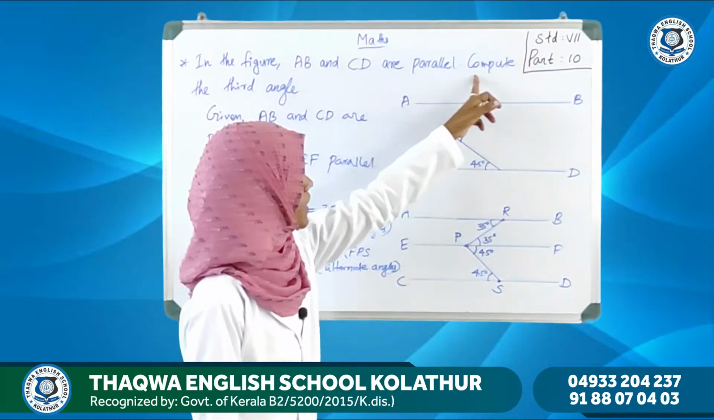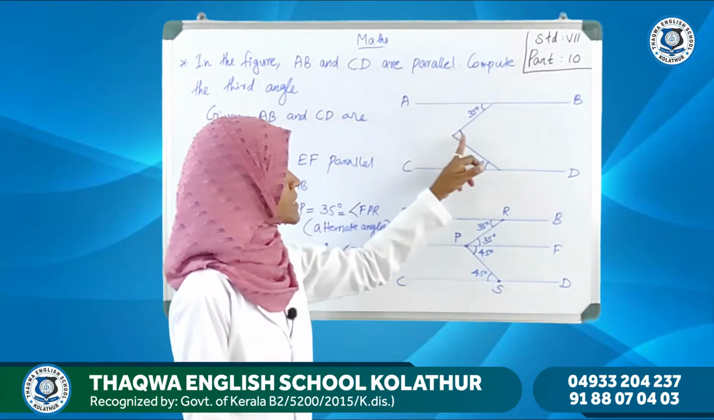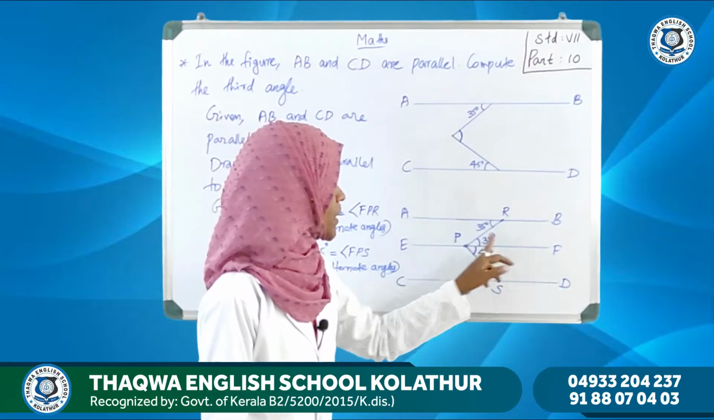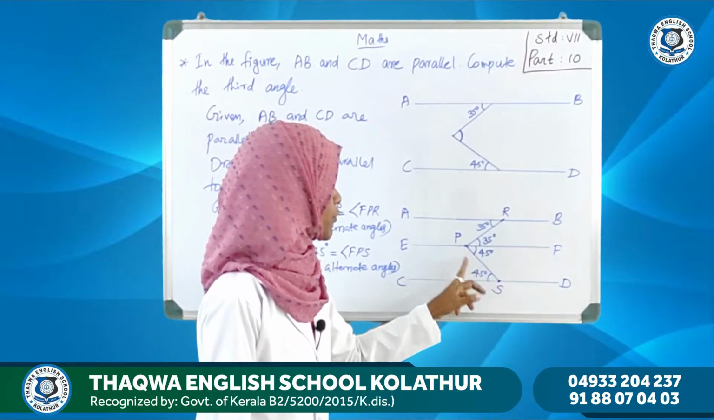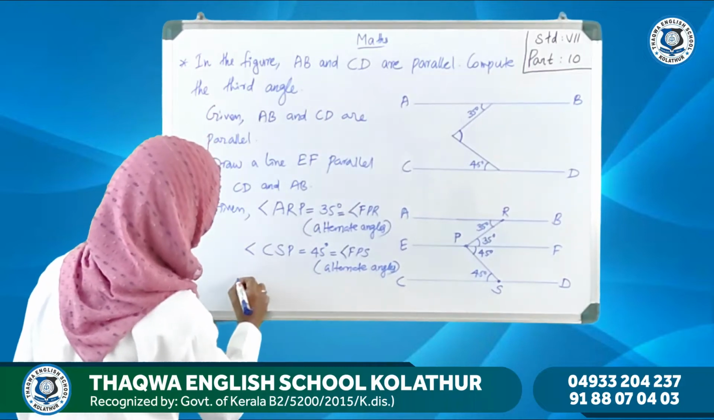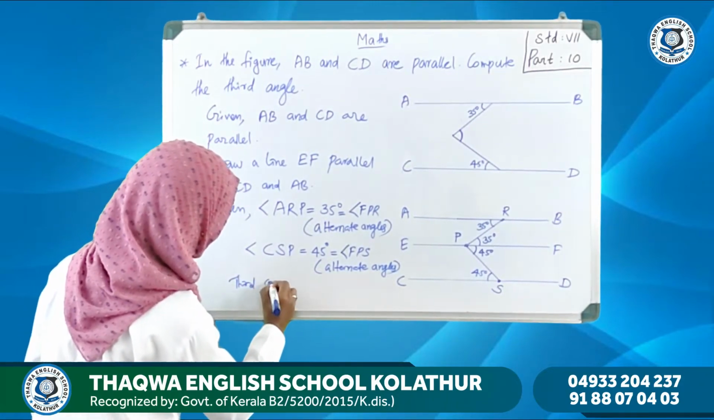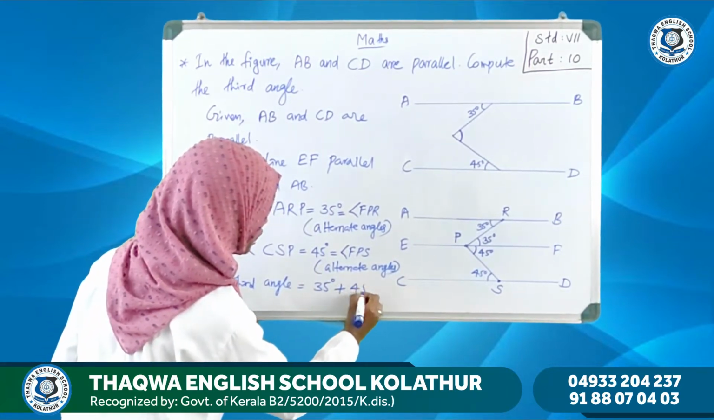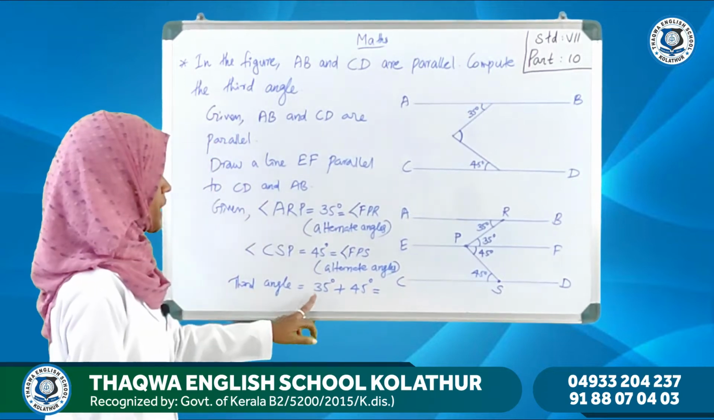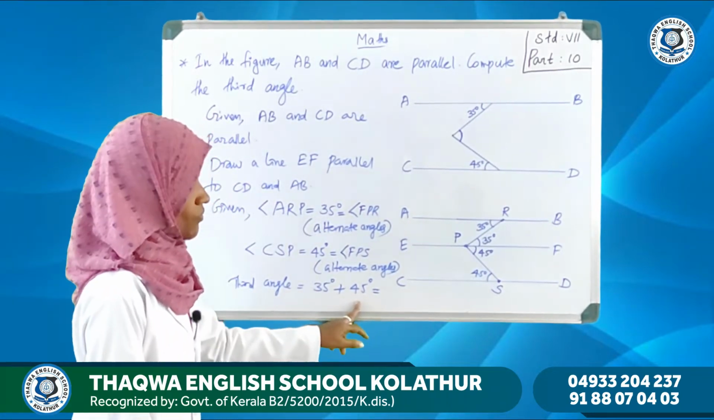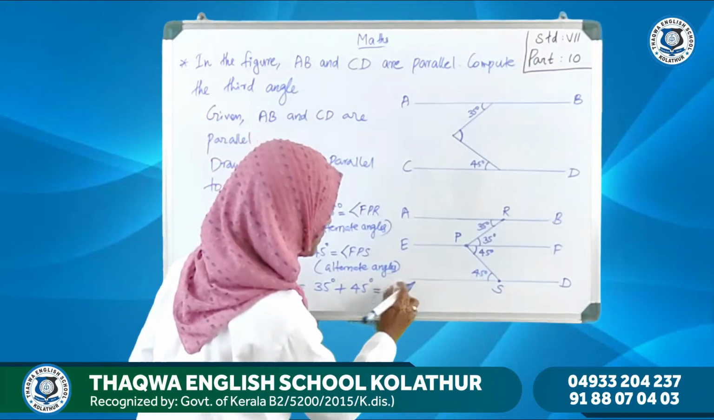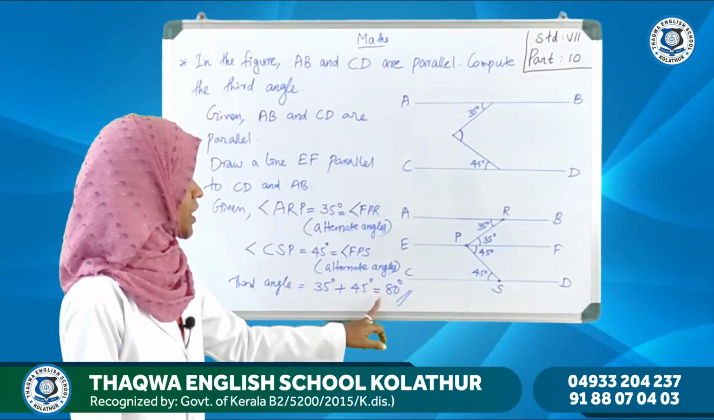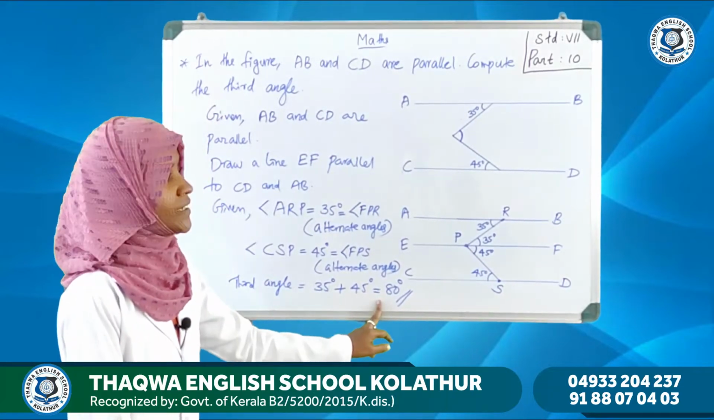The next, what is the question? Compute the third angle or this marked angle. Now we got the two angles, which are the angle FPR and angle FPS. So, the third angle or the required angle is 35 plus 45. What is the sum? 35 plus 45. Yes, this is 80 degree. So, the third angle is 80 degree. Okay, can you understand?